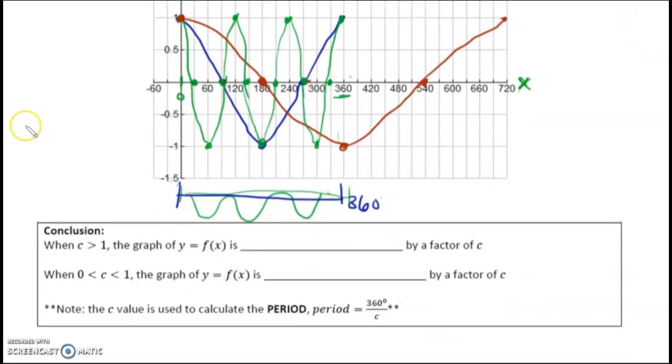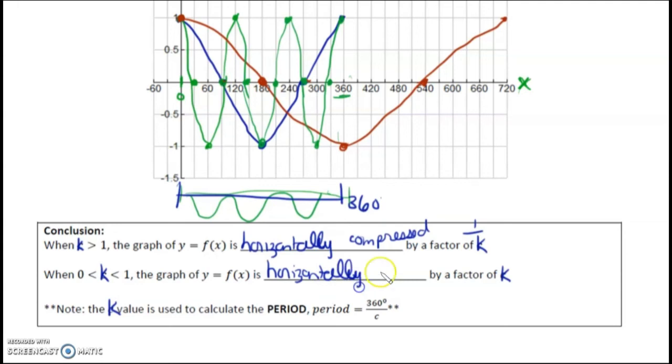And just to be consistent, we're calling this k, and this is going to come back as the k value. When k is greater than 1, the graph is horizontally compressed by, technically, 1 over k. And when k is a fraction, between 0 and 1, it's going to be horizontally stretched by a factor of 1 over k.